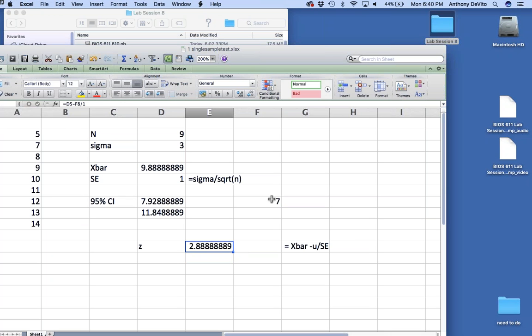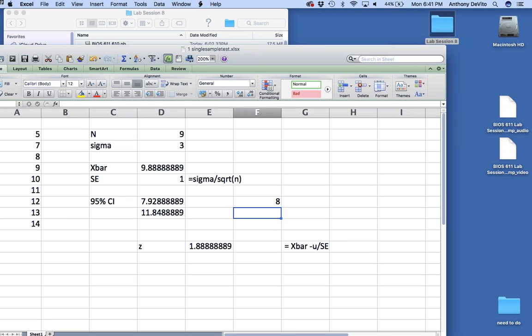The z-score comes out to, did I make a mistake there? Oh yeah, tell you the truth, it was 8, wasn't it? Yeah, I started with 8. Let me go back in there and change that to 8. Oh, I can actually change it in here, I think, if I referenced it. Okay, the z-score is 1.88.